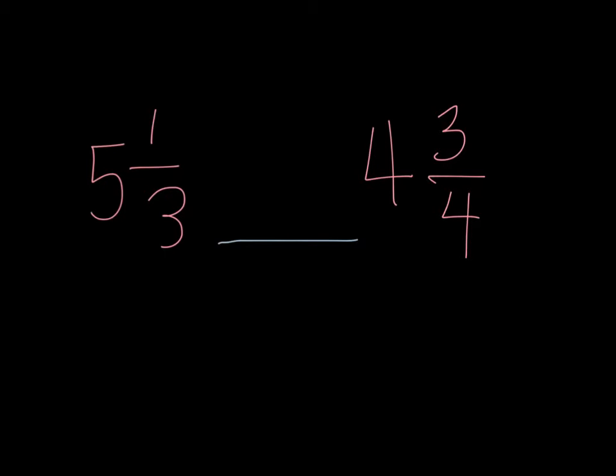When comparing mixed numbers and improper fractions, convert the improper fractions into mixed numbers before comparing. In our first problem, we have 5 1/3 compared to 4 3/4. We know that 5 1/3 is greater than 4 3/4 because our whole number of 5 is greater than our whole number of 4.